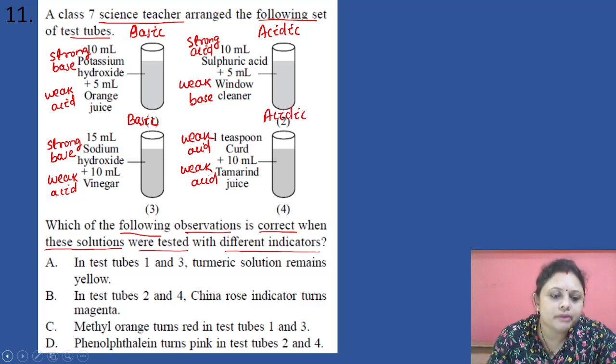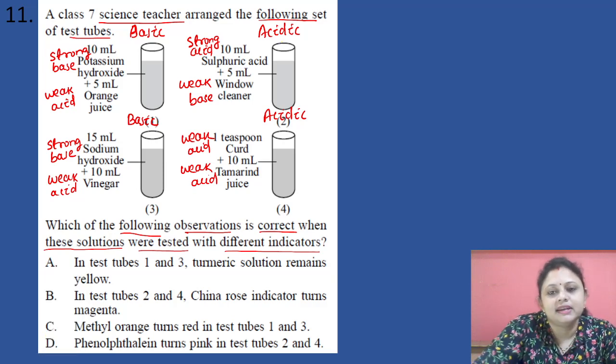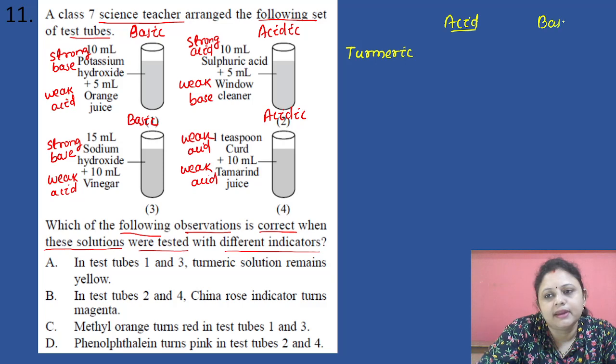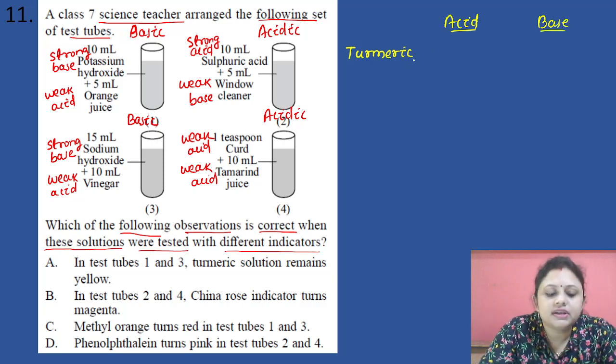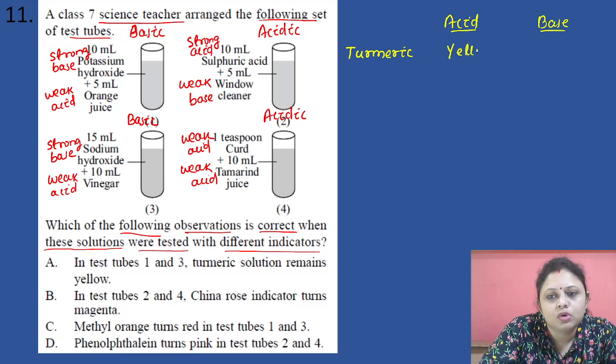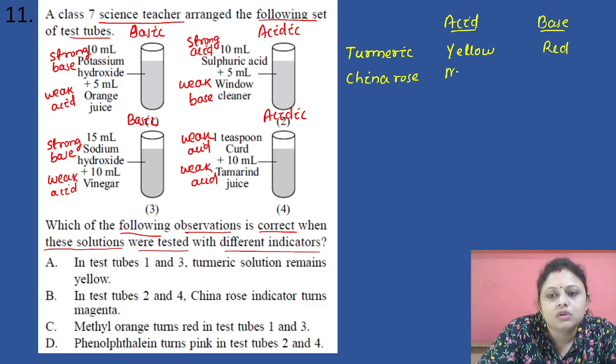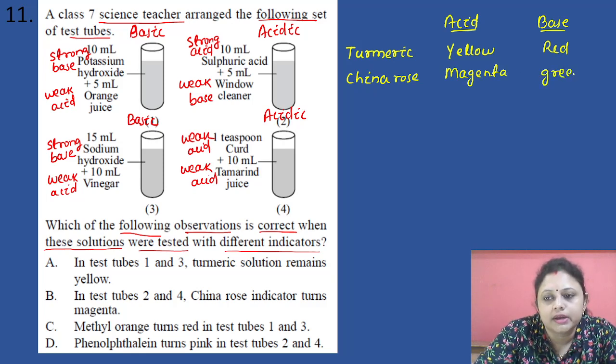Okay. Now coming to the different indicators that we have taken in the options. The turmeric solution will remain yellow in acidic medium and turn red in basic medium. Then the China rose indicator shows magenta color in acidic medium and green color in basic medium.